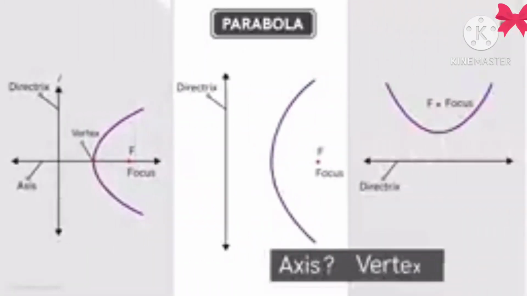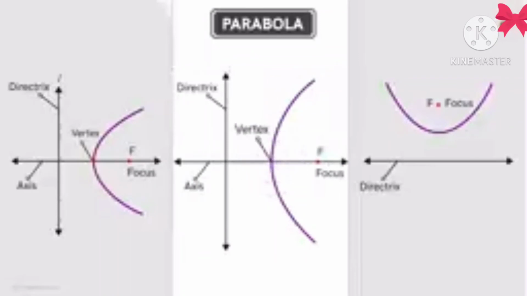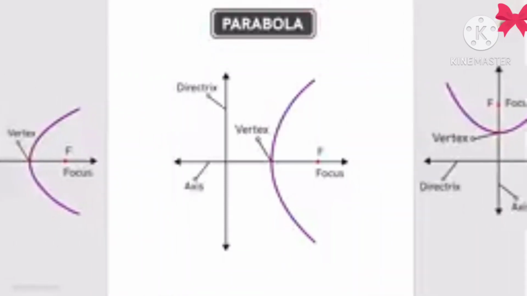Okay, now can you tell me what will be the axis and the vertex of these two parabolas? For this parabola, this line will be its axis and this point its vertex. Similarly, for this parabola, this will be its axis and this will be its vertex.